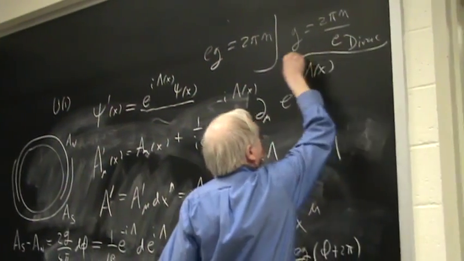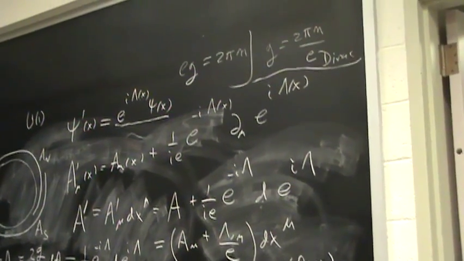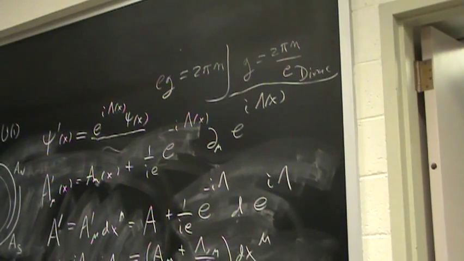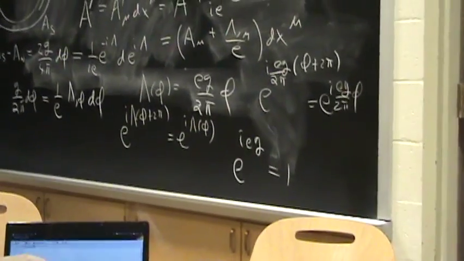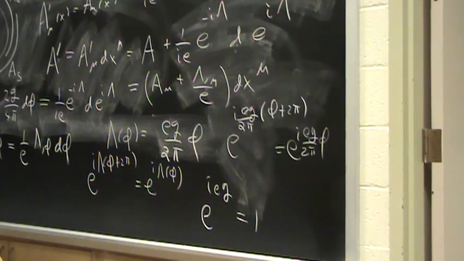Dirac got this from a totally different argument, but you get the same result. Following the laws of physics can be summarized in one sentence. Dirac is always right.